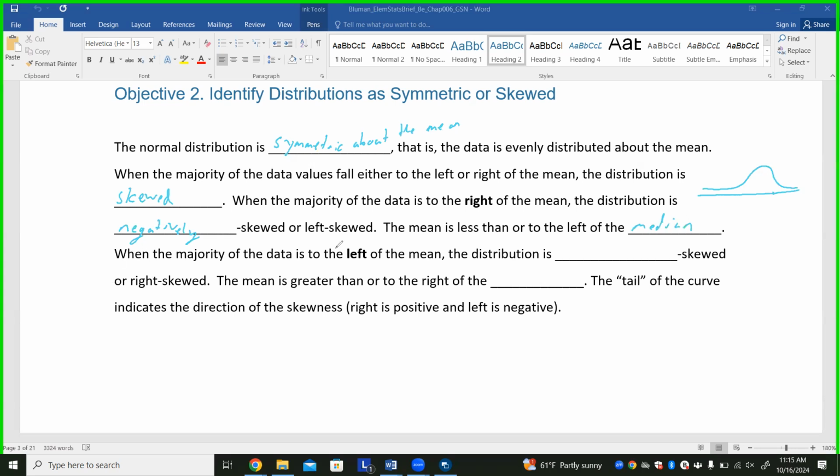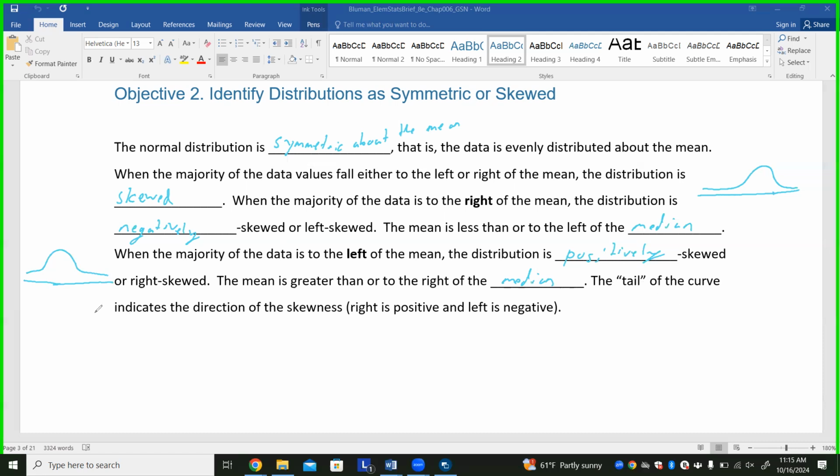When the majority of the data is to the left of the mean, the distribution is positively skewed, or right skewed. So again, that would look more like this way. Something like that, where it's more to the left there. The mean is greater than, or to the right of, the median. Median means just the middle number.